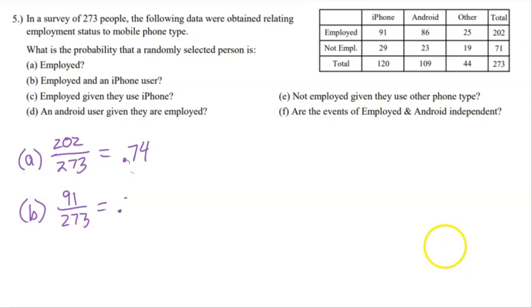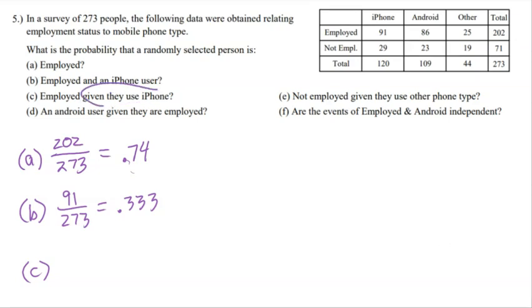All right, so 0.333. It's about a third of the people. About a third of the people are employed and an iPhone user. All right, let's go to part C. Part C says, what's the probability that they are employed given that they use an iPhone?